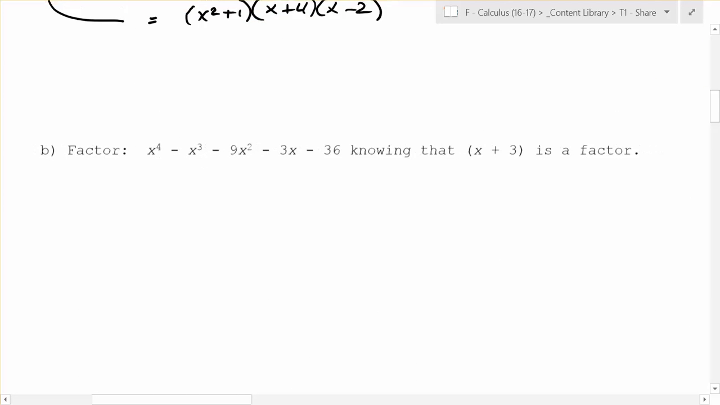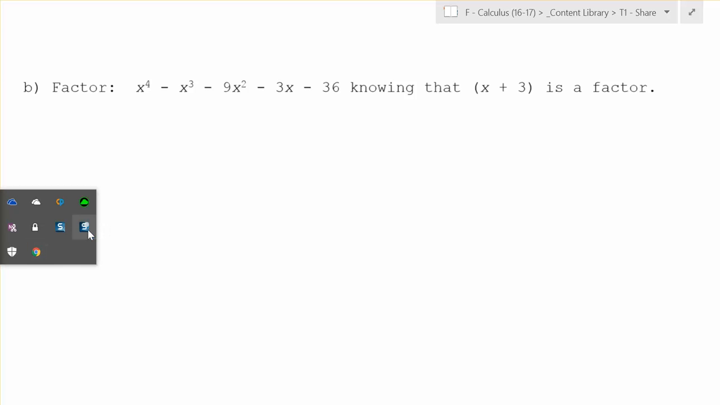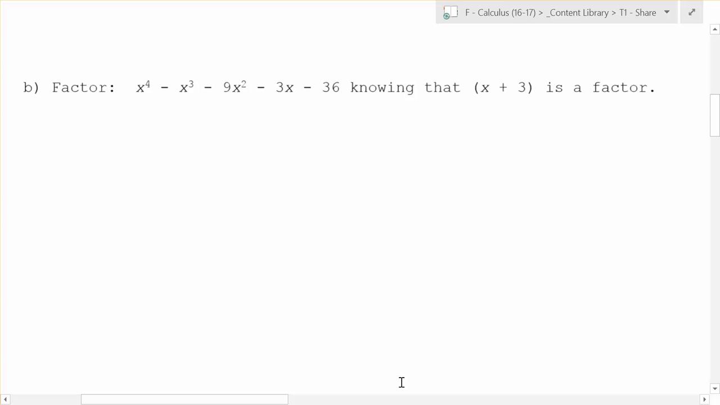Same groups, everybody. Same idea. For B, factor that one. What's the difference on this one? Synthetic division, did it work nicely? Yeah. If you didn't come out with 0 at the end, what does that mean? Either you did it wrong or it's not a factor. But theoretically, if I told you it's a factor, it should be a factor.